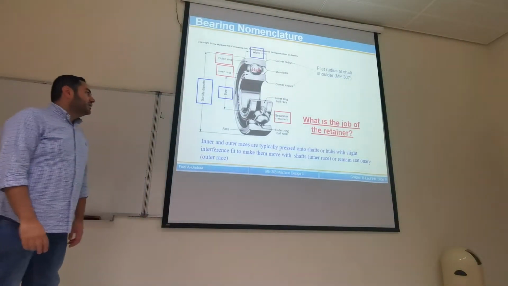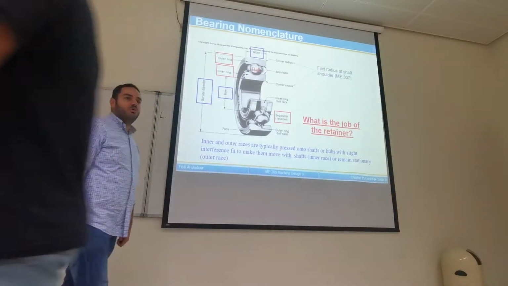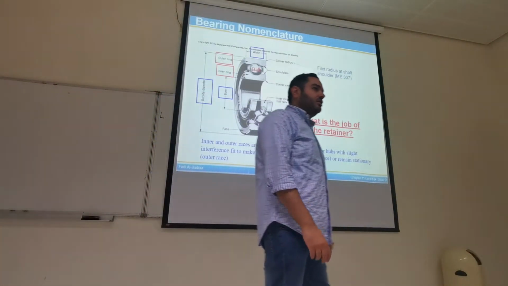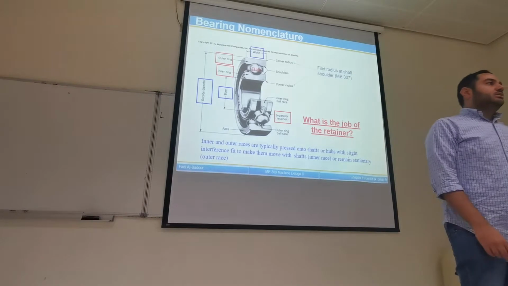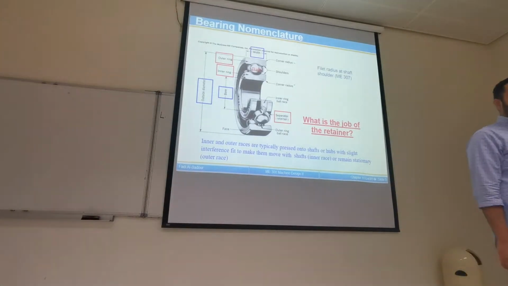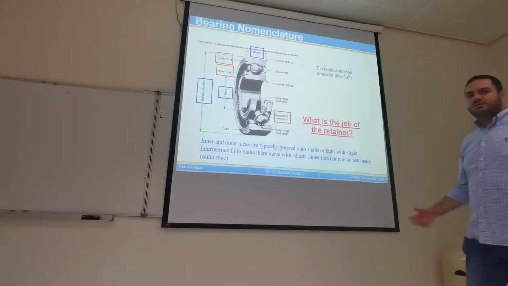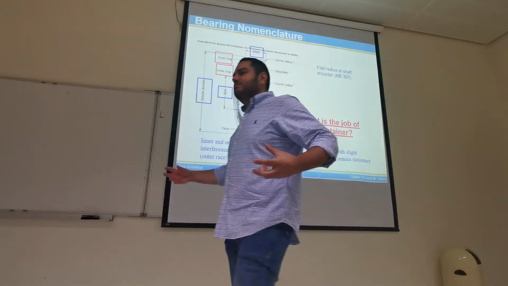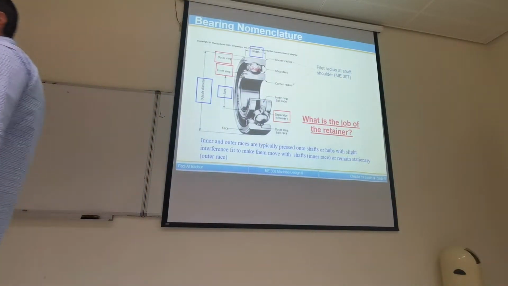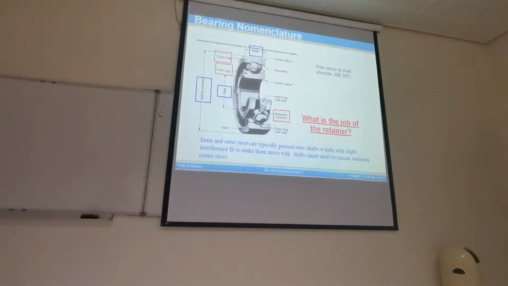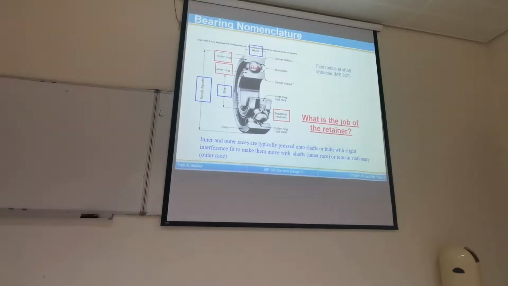But the retainer has a very important job. So what do you think the job of the retainer inside the bearing is? Make them far from each other. Make them far, isolate the rolling elements. So what would happen if the balls collide and move freely? What do you think would happen? Actually, they will damage each other.